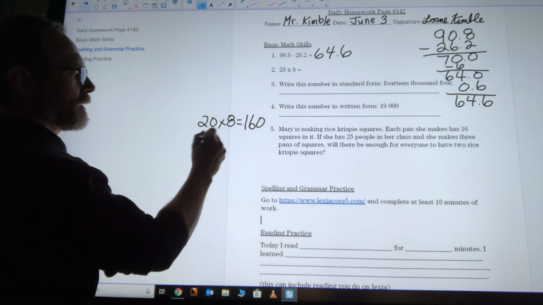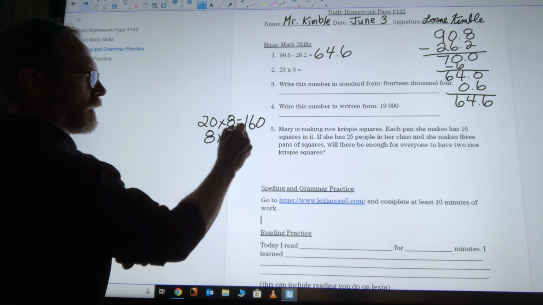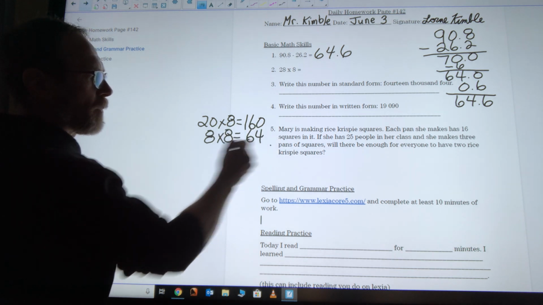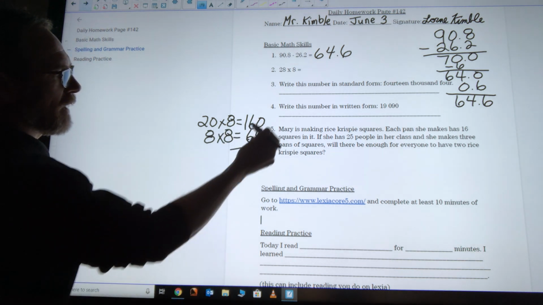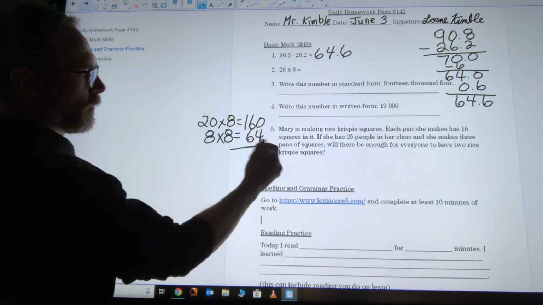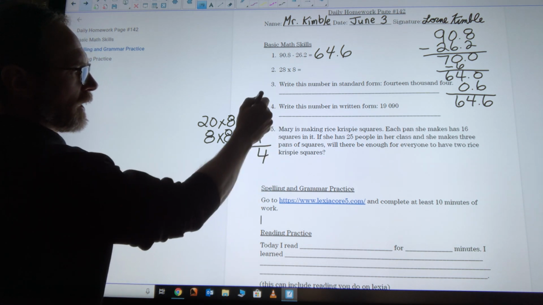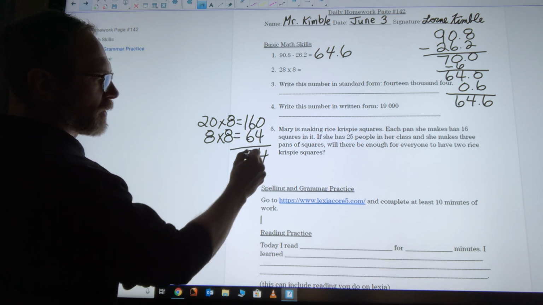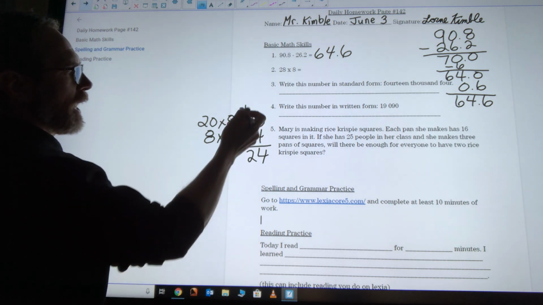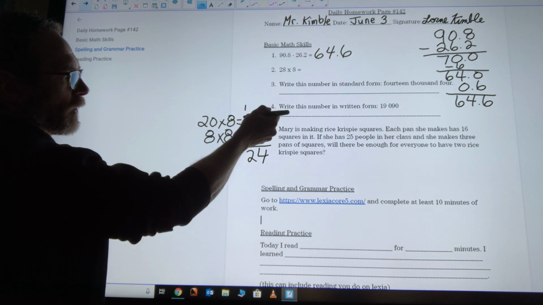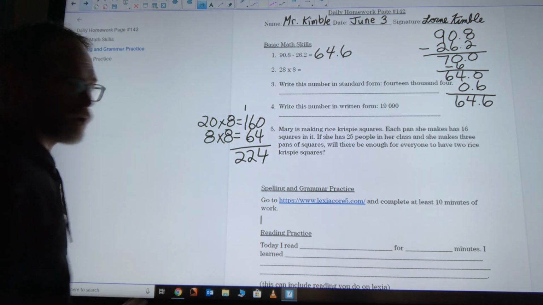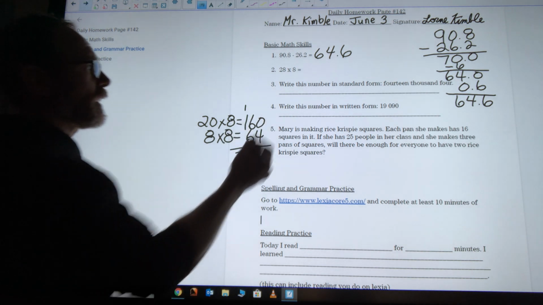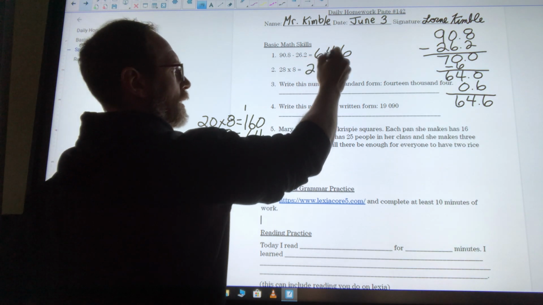8 times 8 is 64. So if I put those together, I have 4 here. I have 120, right? 6 plus 6 is 12. So I'm going to put the 2 here. I'm going to carry the 1. And then we have this 100 over here with the other 100. So that gives me 224. So 28 times 8 is 224.